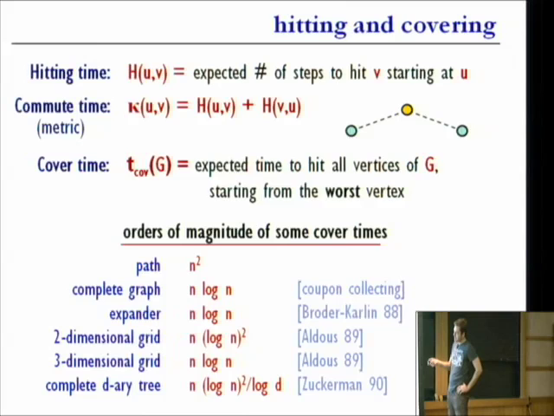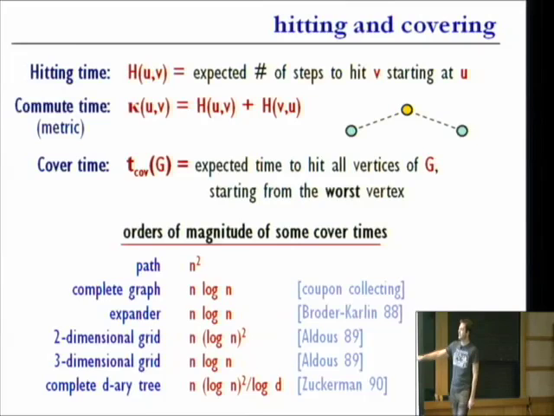Already for the complete graph, this is non-trivial, but you get something interesting going on. In the case of the complete graph, the random walk is just choosing a uniformly random node at every step. And the fact that it takes n log n steps to cover the graph is the classical coupon collector analysis. But somehow, already this is a bit non-trivial, right?